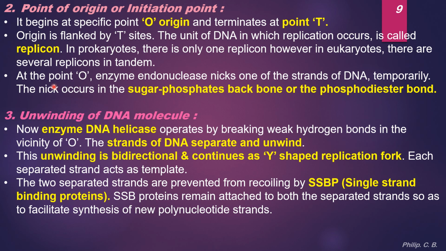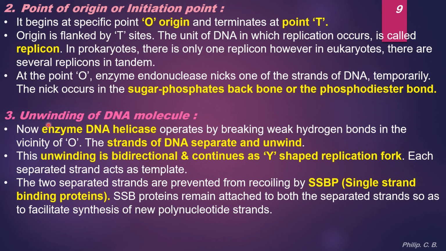Further, at point O, the enzyme endonuclease nicks one of the strands of DNA temporarily. Means the nick which is provided, or the cut which is provided, is temporary. The nick occurs in the sugar phosphate backbone or the phosphodiester bond.